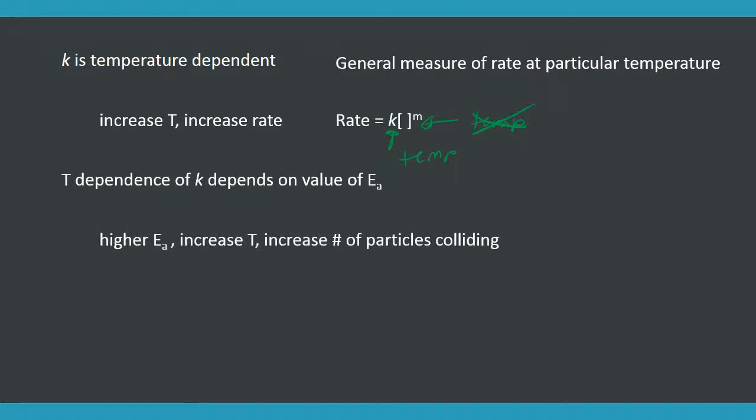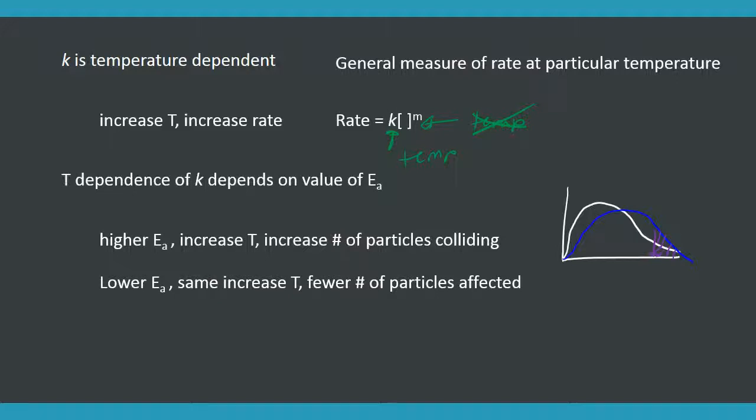So if you have a higher activation energy, we could go back to the Maxwell-Boltzmann curves, right? If we have the Maxwell-Boltzmann curve and we have a really high Ea, that means there are very few particles that hit it naturally. So as we increase the temperature, you're going to increase the number of particles that have the capability of colliding, because we shifted that curve, right? So now we have more particles that can participate.